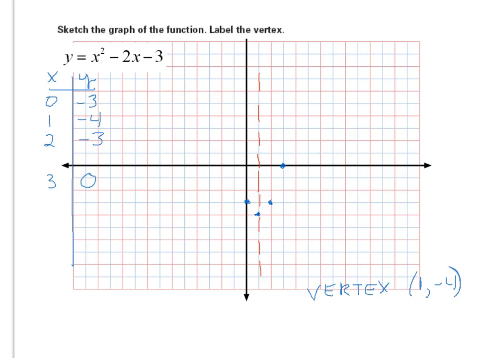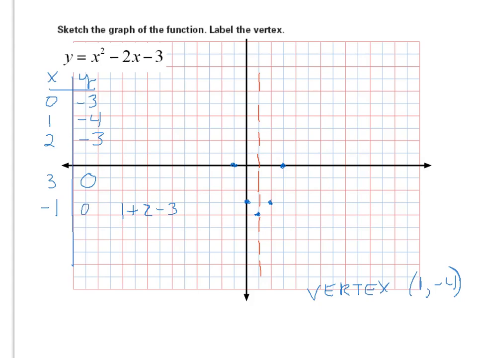So if you notice that this point we just did, 3, 0, was 2 blocks to the right of that line, then we should have a symmetry point 2 blocks to the left. So I'm going to verify that. I'm going to plug in negative 1. I'm going to make sure I get 0. So negative 1 squared is 1. And then minus 2 times negative 1 is plus 2. And then minus 3. So I do get 0, and I've verified that my work is correct.